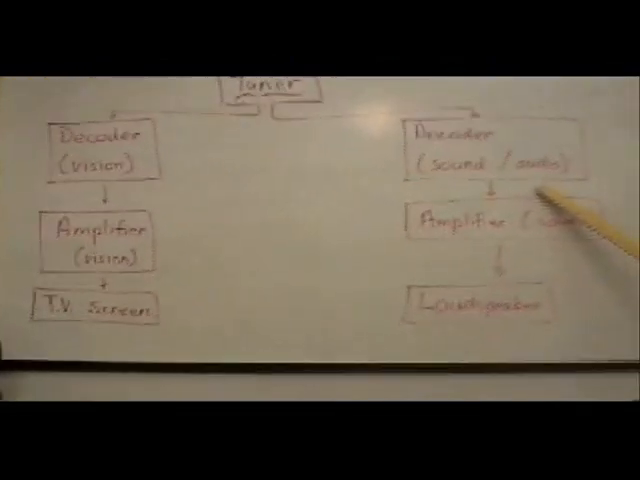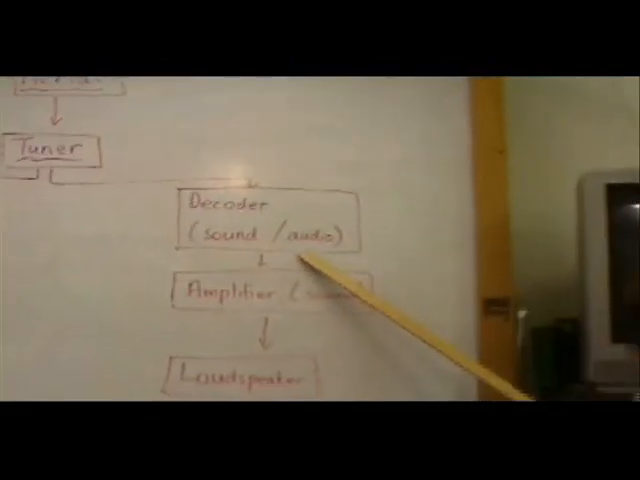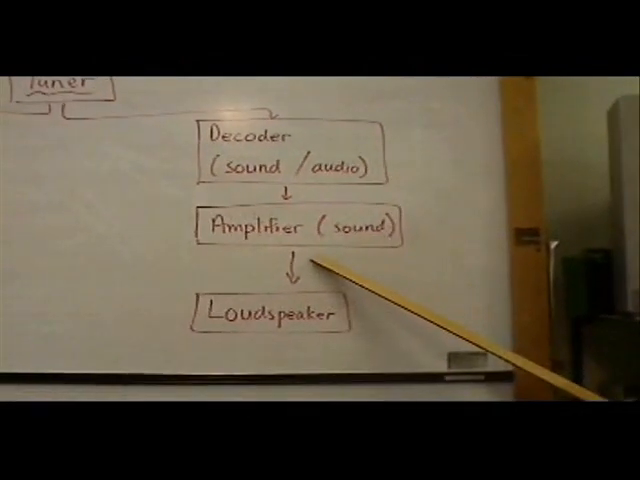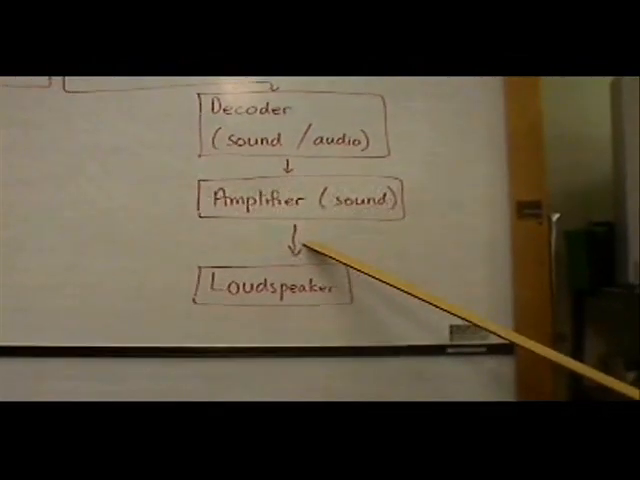Decoder, audio. The decoder, audio, selects a signal from the waves. Amplifier, audio, makes the sound signal stronger. Loudspeaker turns the electrical signal into sound.